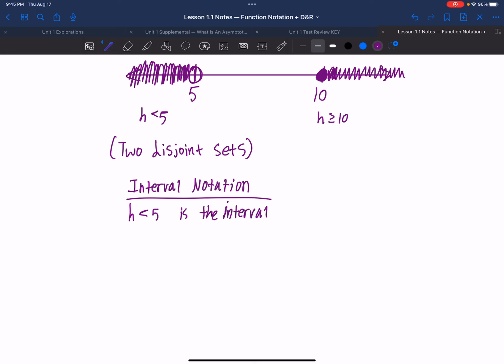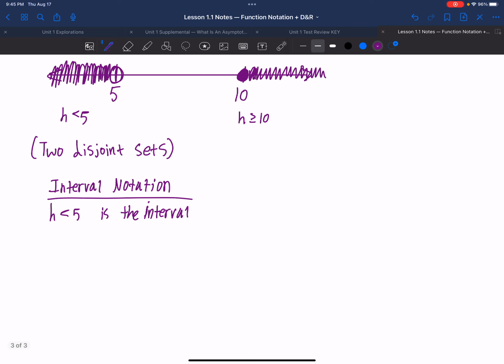I don't write this extensively in class, but I told you, these videos are more in depth and slower. Yeah, h is less than 5 is the interval. Well, upper bound is 5. It's unbounded on the left, so it's from negative infinity to 5, not inclusive of 5. Parenthesis. And h is greater than or equal to 10 is the interval. Well, it starts at 10. It's a lower bound. Bracket 10 goes to positive infinity. And like we said, infinity is never bracket, like so.